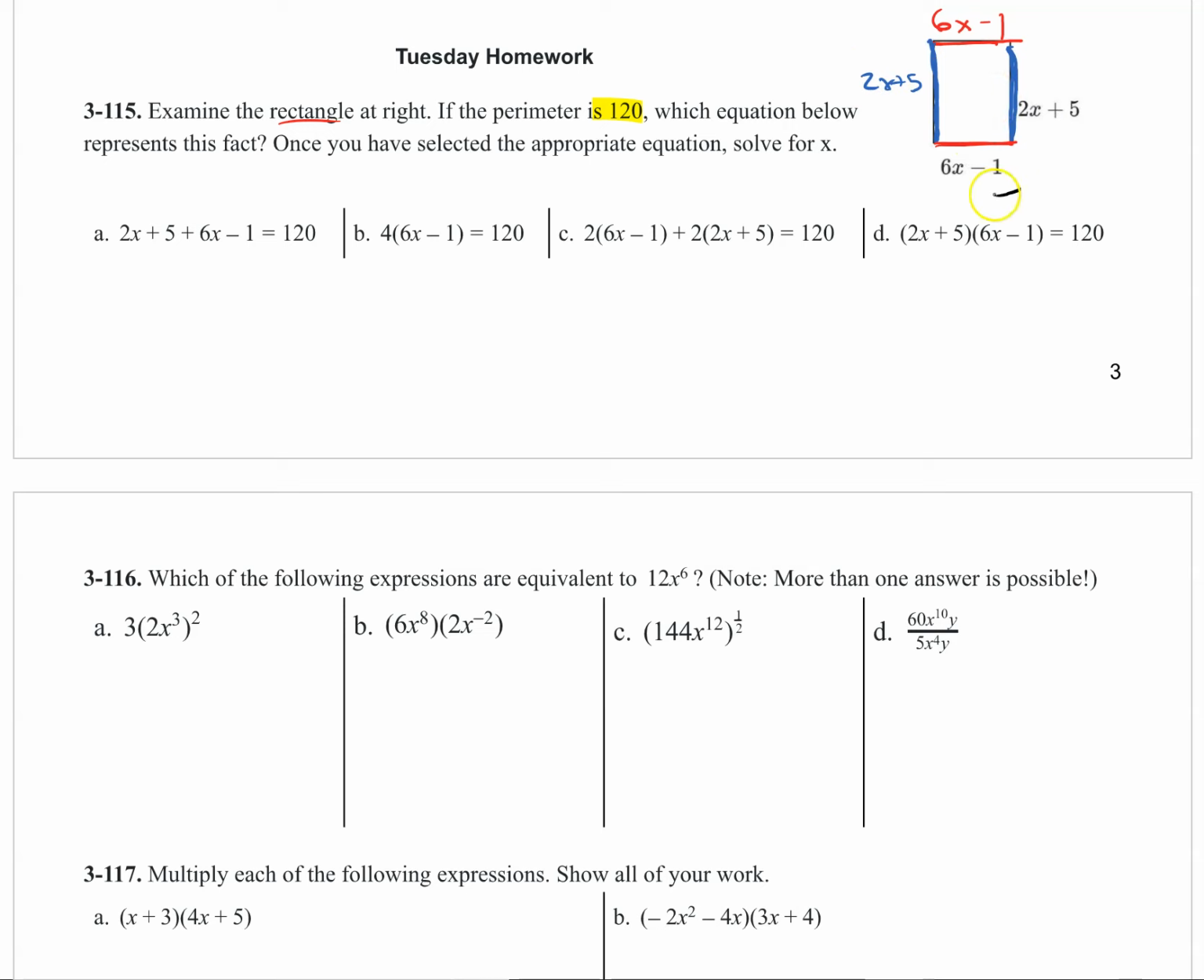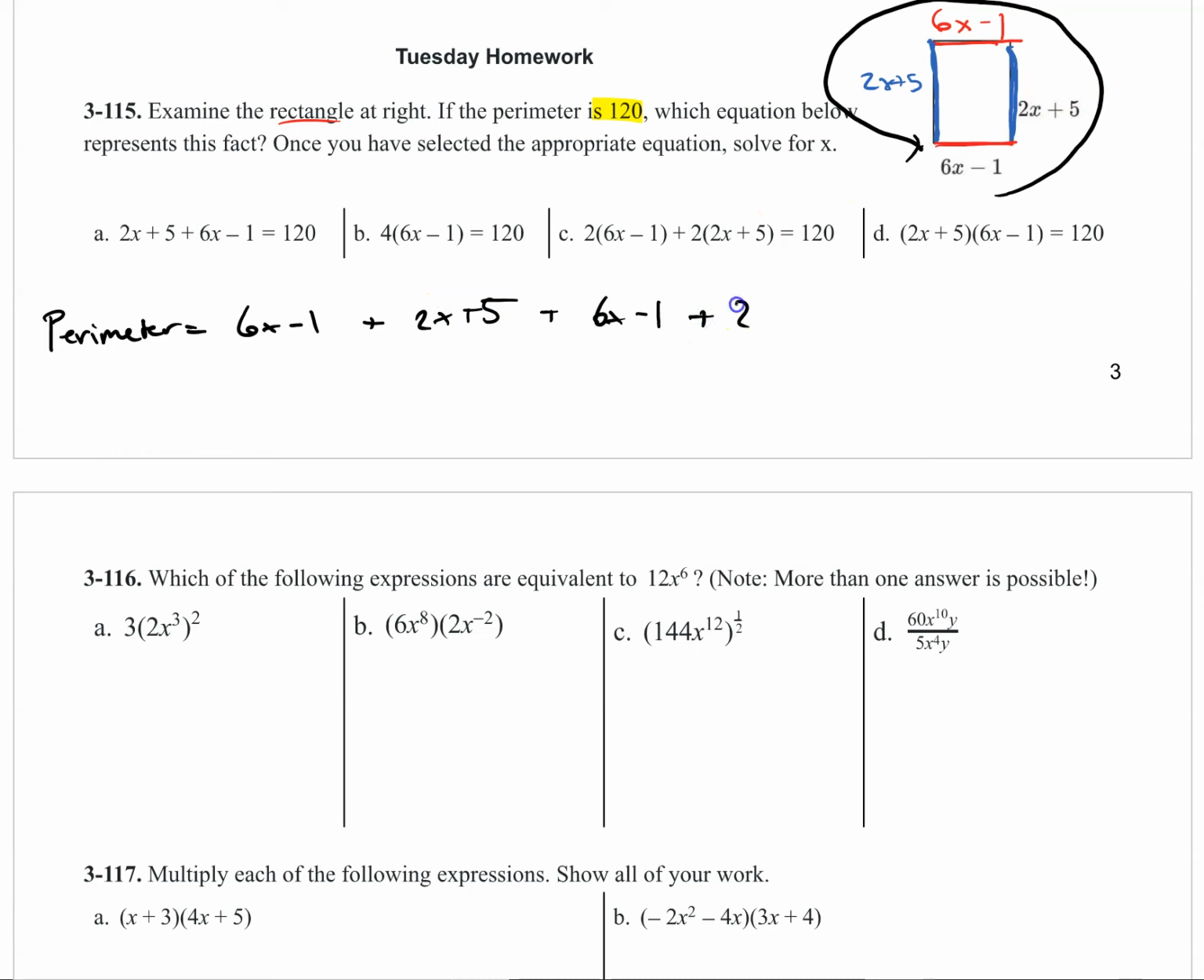Now, perimeter is what you get if you just go around in a circle and add everything up. So the perimeter is equal to 6x minus 1 plus 2x plus 5 plus 6x minus 1 again, and then plus 2x plus 5 again. Now, that should equal 120, because this perimeter is supposed to equal 120.